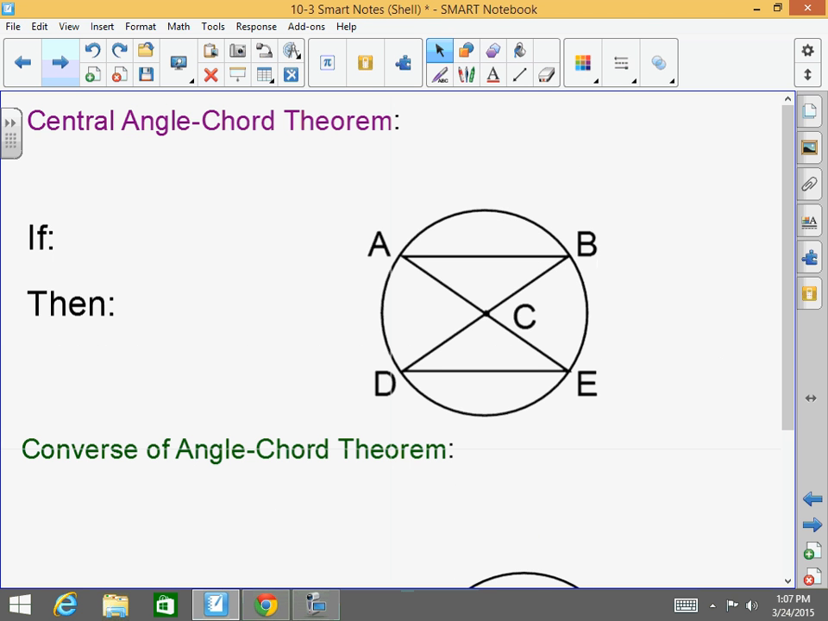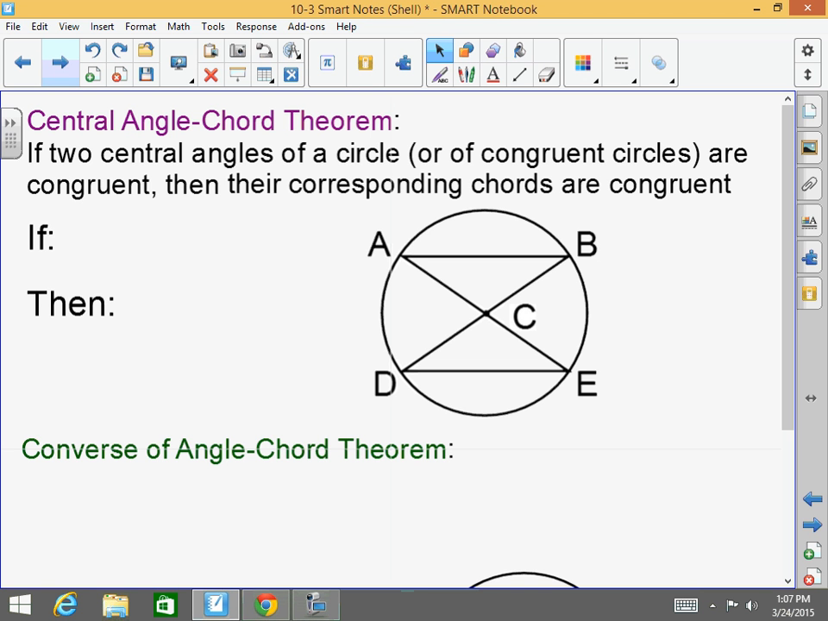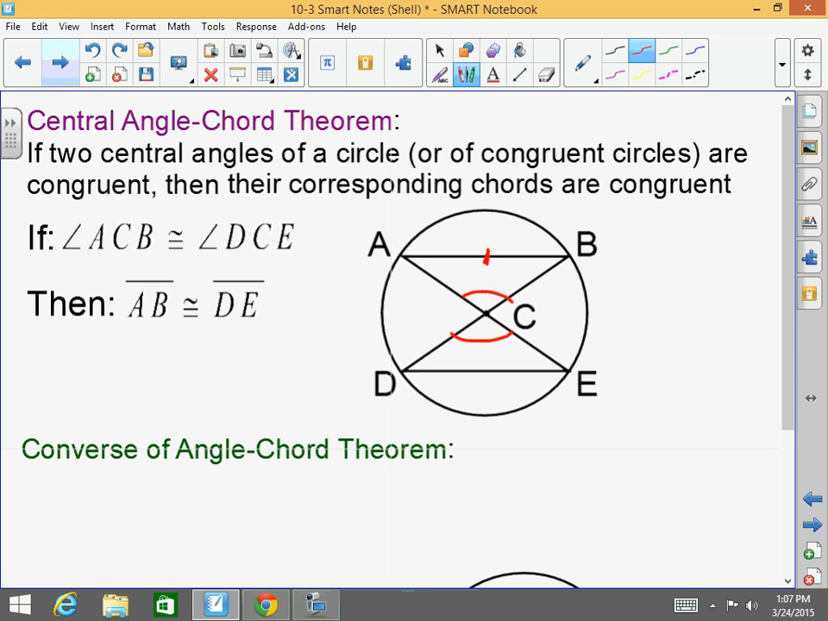Central angle chord theorem. The central angle chord theorem states if two central angles of a circle or of congruent circles are congruent, then their corresponding chords are congruent. So what this is saying is if angle ACB is congruent to angle DCE, then chord AB will be congruent to chord DE.